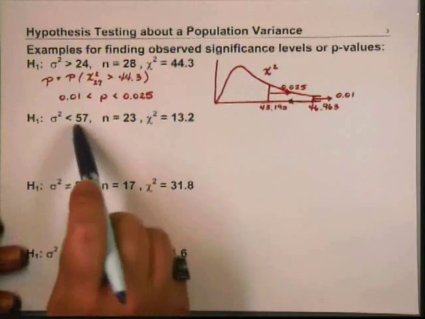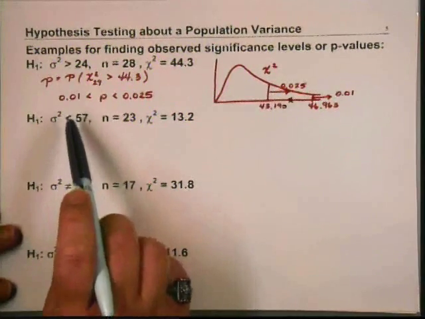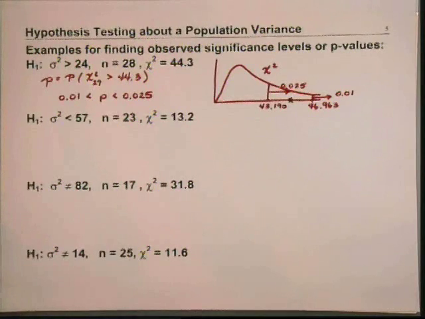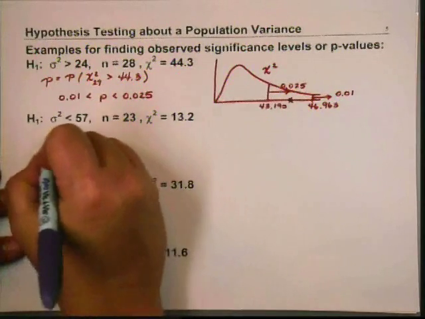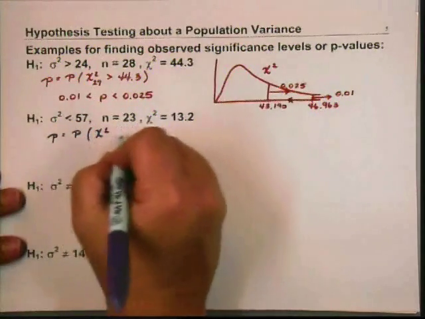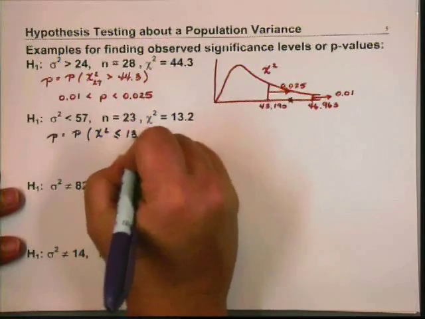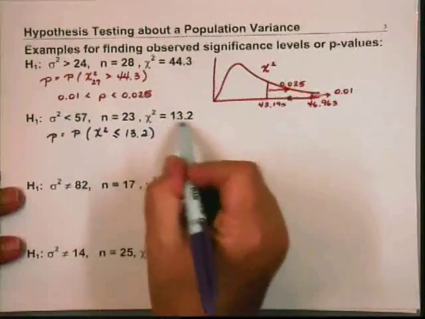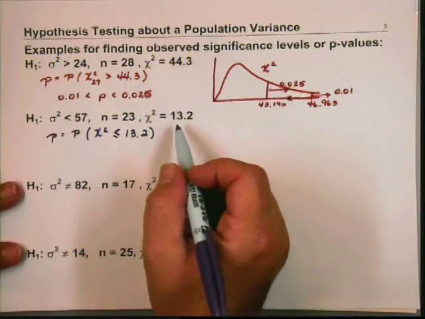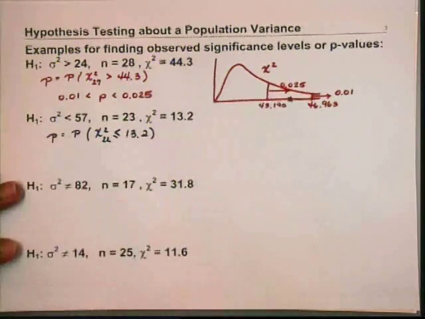Now, if we have a left-hand test, what's our probability? If we have a left-hand test, we have a left-hand rejection region. A more extreme score is to the left, so we want left-hand probability. So our p-value is equal to the probability of our chi-square test statistic being less than or equal to 13.2. That's what was calculated. The degrees of freedom are equal to 22. All right?